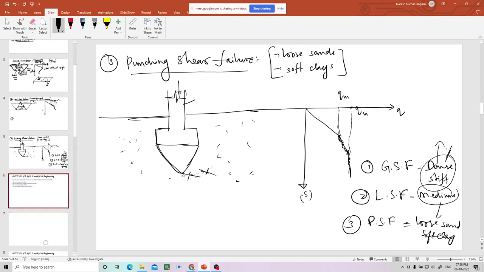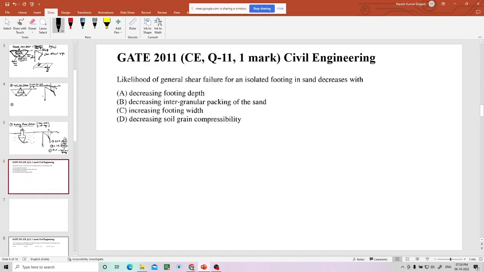Okay, now let us go for a question. It is from the 2011 GATE paper, question number 11, a 1 mark question. The question is: the likelihood of general shear failure for an isolated footing in sand decreases with.